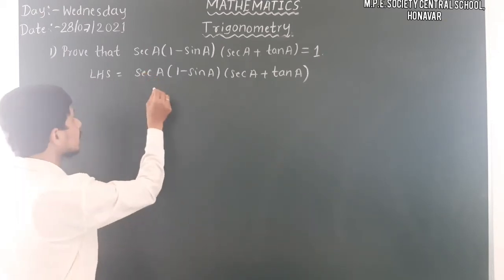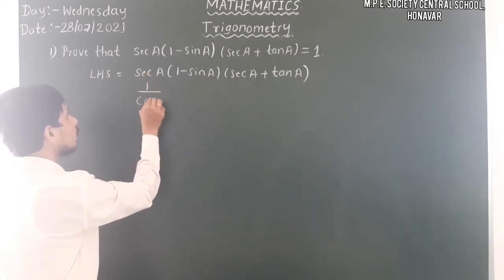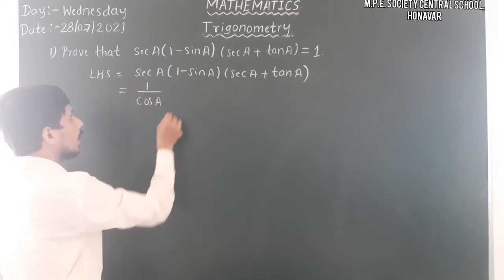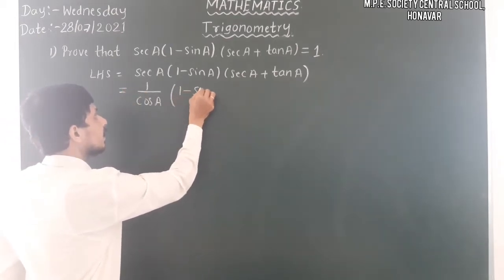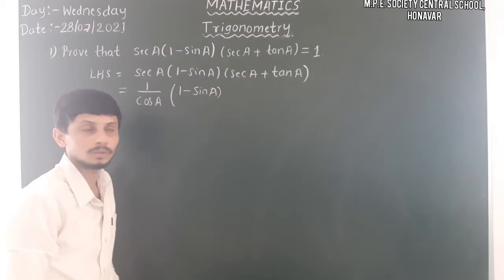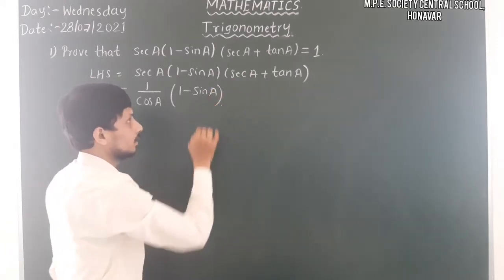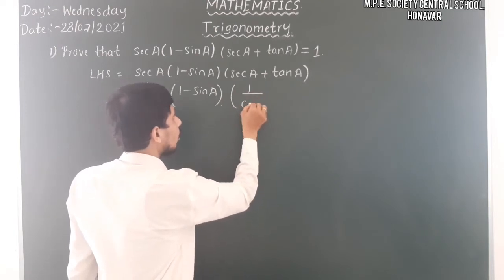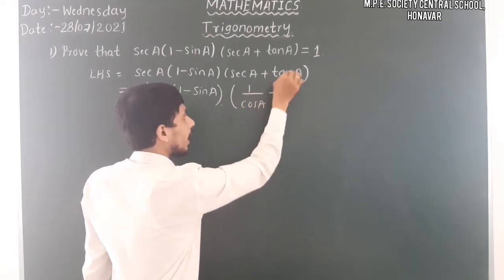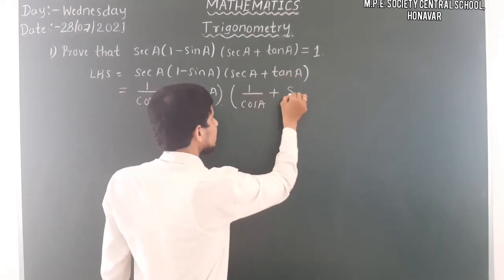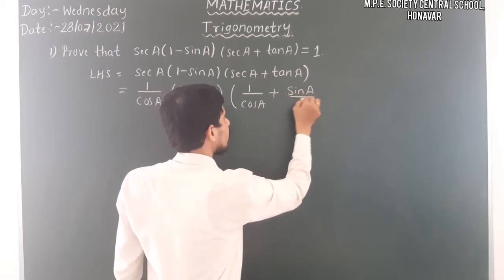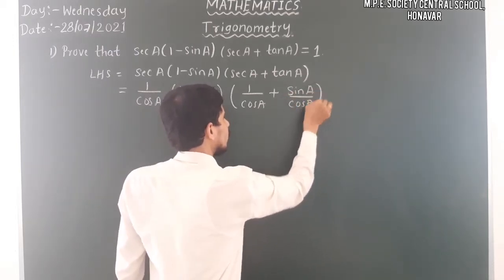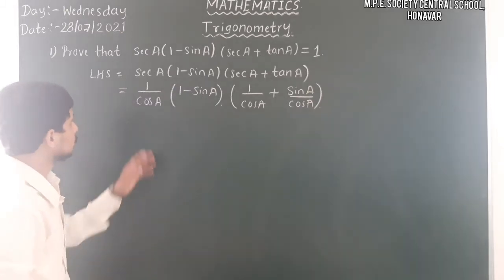First, secant a we can write as 1 by cos a, and 1 minus sin a remains as it is, because here there is no need to change sin a. Secant a we can write as 1 by cos a, and tan a we can write as sin a divided by cos a. Then it is equal to.